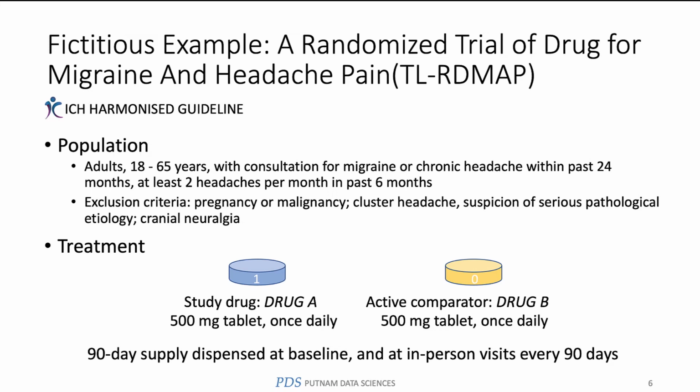Now for our precise definition of treatment, we say that there is going to be a comparison of the study drug A with an active comparator drug B. Both of these are 500 milligram tablets that will be taken once daily.